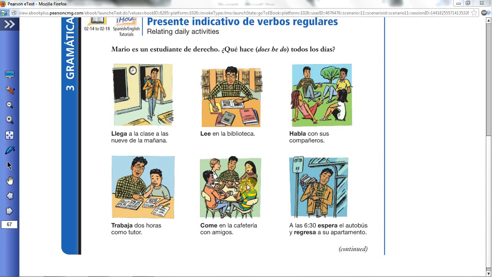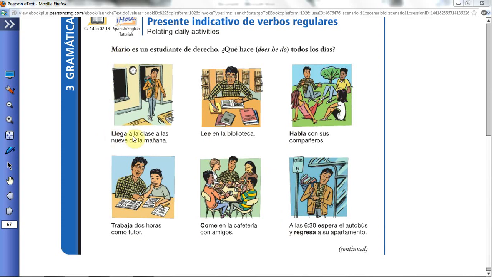Mario es un estudiante de Derecho. ¿Qué hace todos los días? Notice that first we mention Mario here, but then he is never mentioned again. Okay, don't forget that Spanish can do that. We can leave out the pronoun, we can leave out the noun.